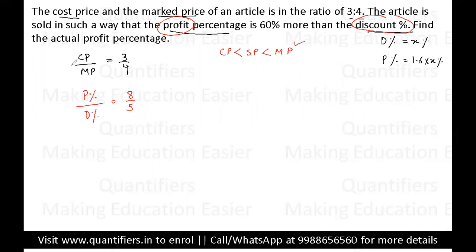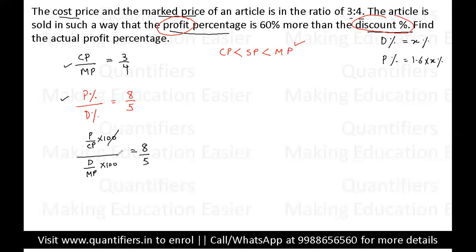Now students, let us try to use these two informations. You can see we know the ratio of profit percentage and discount percentage. And I hope all of you know what is profit percentage. Profit percentage is basically profit divided by cost price into 100. And discount percentage means discount divided by mark price into 100. So I can write it in this way. Now this is equal to 8/5. So with this, we'll be able to solve this question very easily.